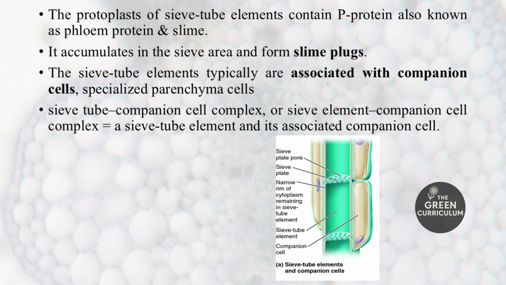And we said the sieve tube member is living, but it is devoid of cell organelles. So to keep that element in living condition, it is associated with a specialized parenchyma cell known as the companion cell. The sieve tube elements together with the companion cell are known as the sieve tube companion cell complex, or sieve element companion cell complex. So the second component of a phloem tissue is the companion cell.